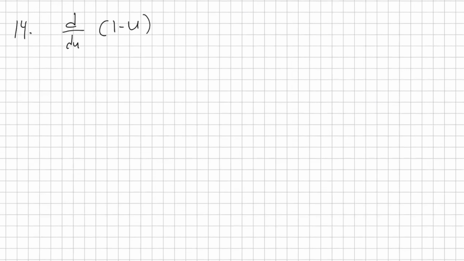Alright, so here we have a derivative. I guess it's a simpler one, but some people could find this tricky. Here we'll just take the derivative of this one, and then the derivative of this one, and then do a subtraction between them. So what is the derivative of 1? This is something to think about. The derivative of 1 would be 0, and the derivative of u would just be 1. So what is 0 minus 1 in this case? Negative 1. So the answer to this question is negative 1.